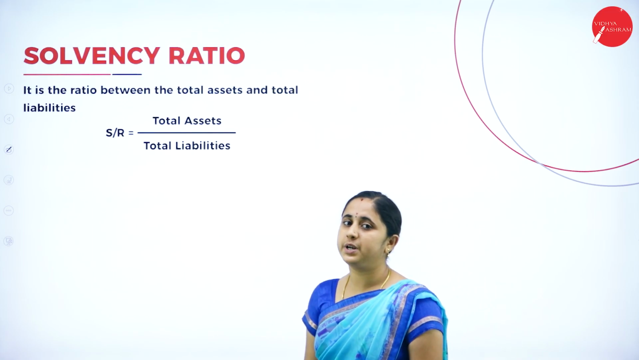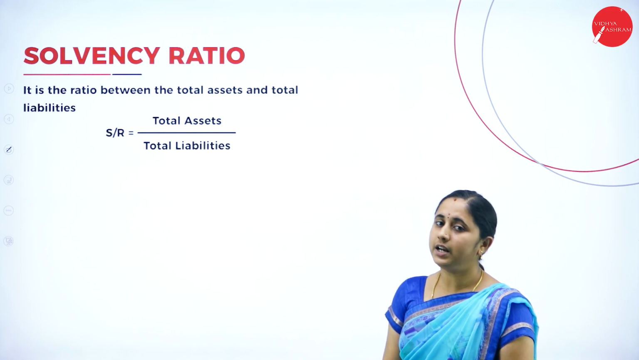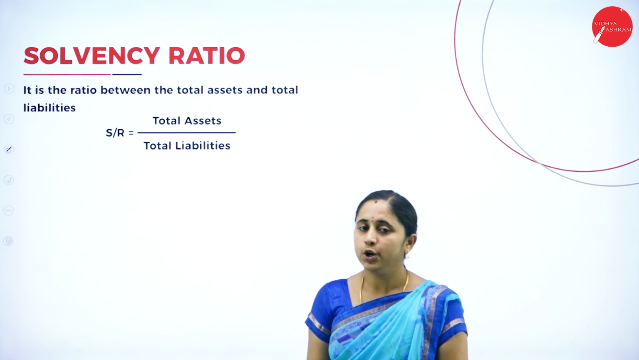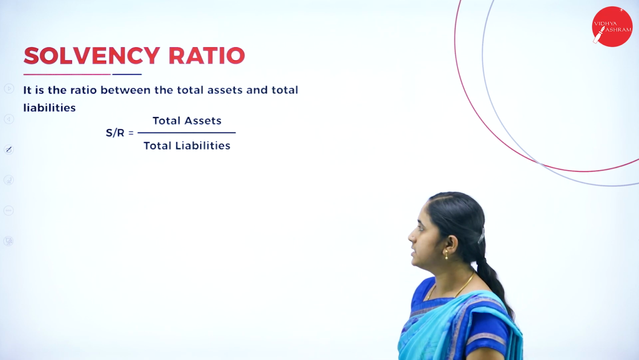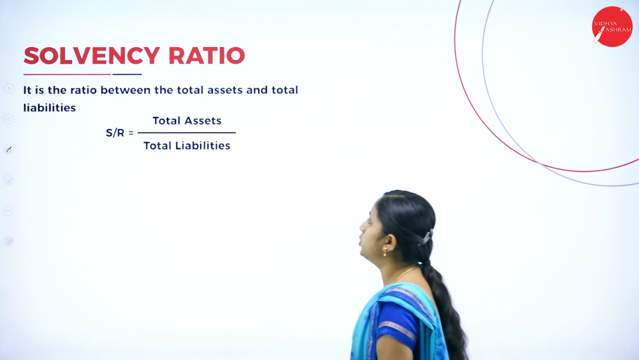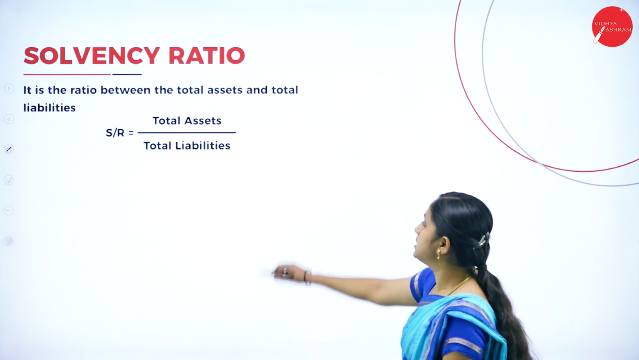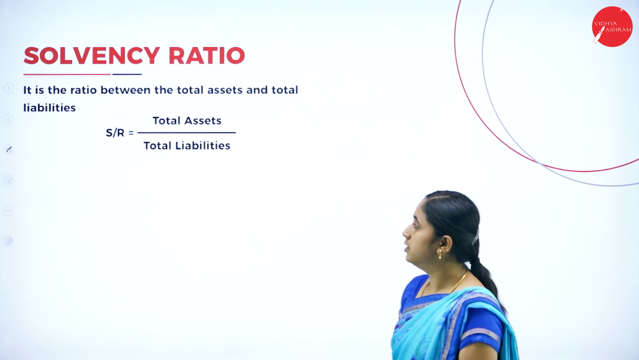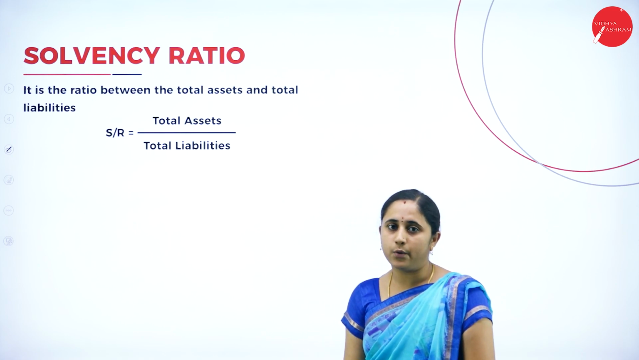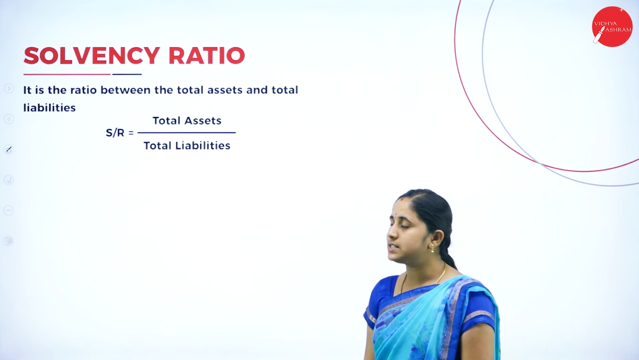Solvency ratio, it is a ratio between the assets and liability. So solvency ratio measures the ability of the firm to meet its total liability out of total assets. That means to calculate solvency ratio, we consider total assets and total liability. So this is the ratio. More the solvency ratio, more the financial soundness. So the more solvency ratio represents the soundness of your business concern.